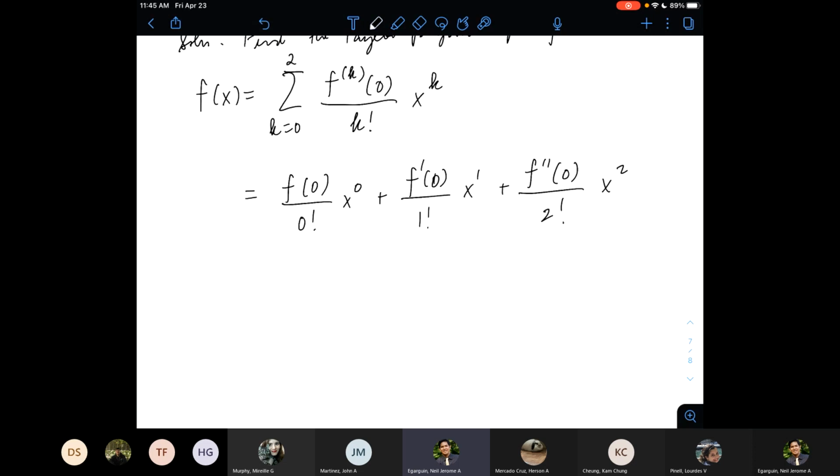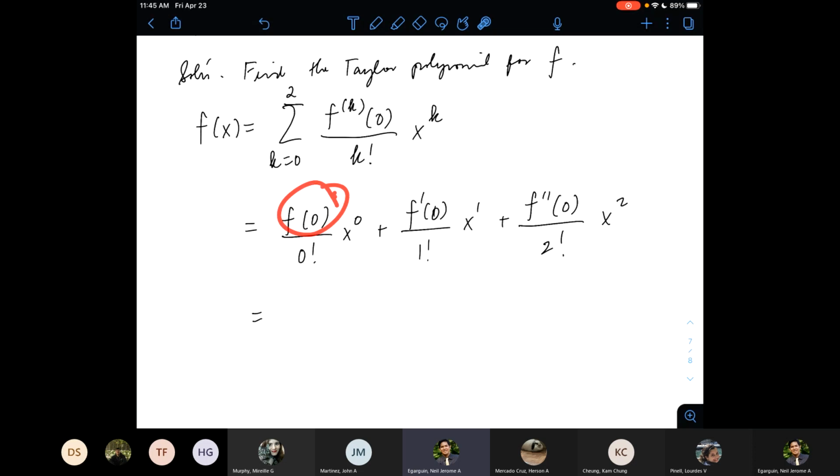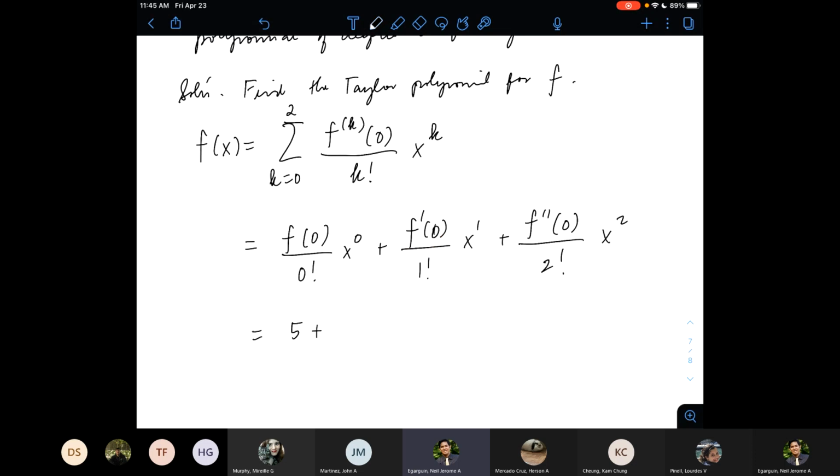Now we plug in the constants. F upper 0, according to my problem, is 5. So I'll use that here. So I'll have 5. 0 factorial is 1 by convention. So that will just be over 1. X to the 0 is just 1. So first term is 5. Plus f prime of 0, according to the problem, is 7 over 1 factorial.